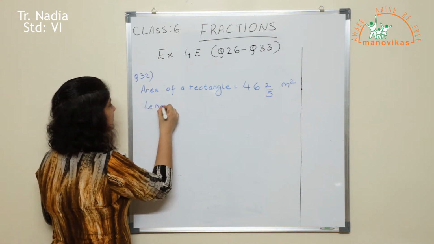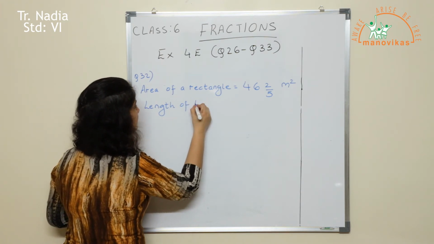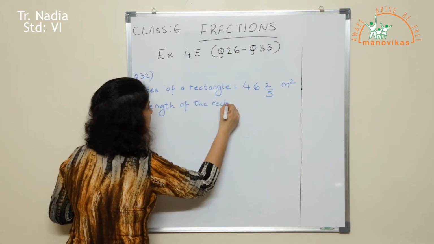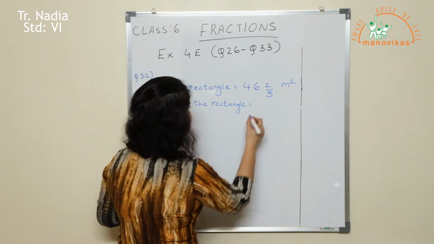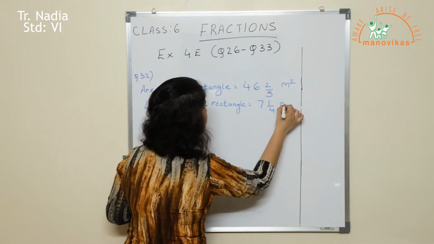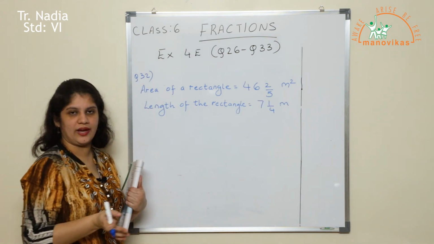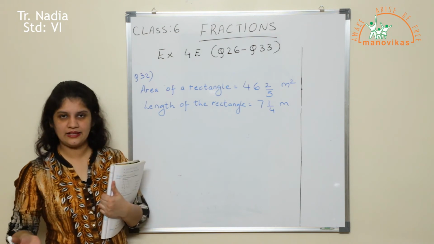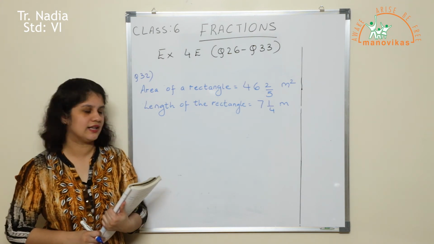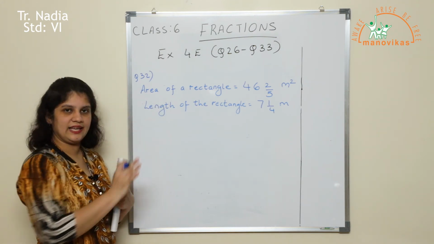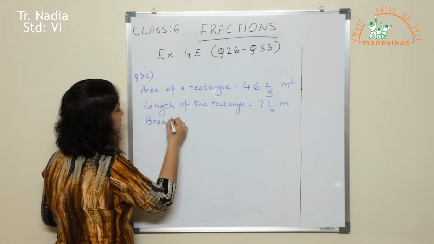The length of the rectangle is equal to 7 1/4 meter. Okay, so the length is in meters. That's why the area is meter square. If the length would be in centimeter and the breadth would be in centimeter, the area would be in centimeter square. This was already taught to you all last year. So now we know the area, we know the length. We have to find the breadth of the rectangle.